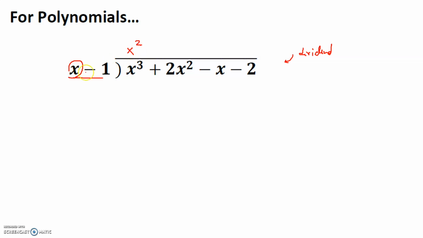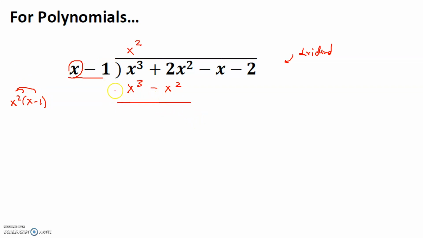Then I can do this in my head. I'm going to show this step out to the side. Just like we did with long division earlier, we take what we wrote up top for our answer and multiply it by our divisor. So x squared times x minus 1 gives me x cubed minus x squared. Really you're distributing it. You don't have to show me this, you can do that in your head. But we draw a line and we're going to subtract, just like we did earlier.